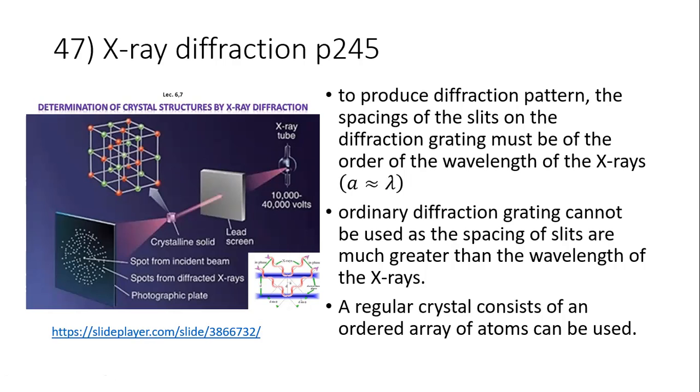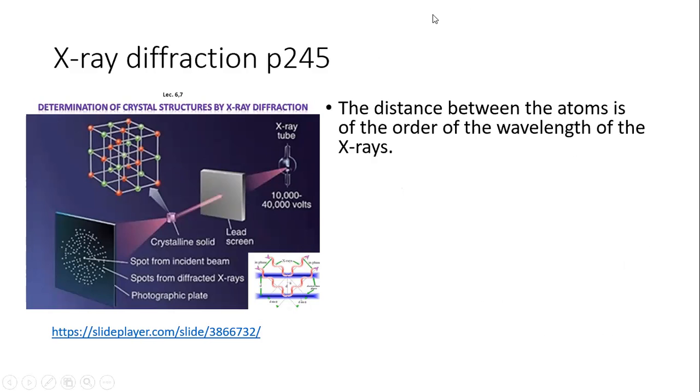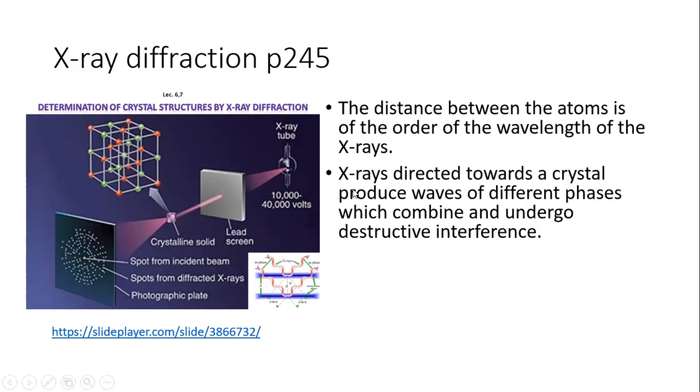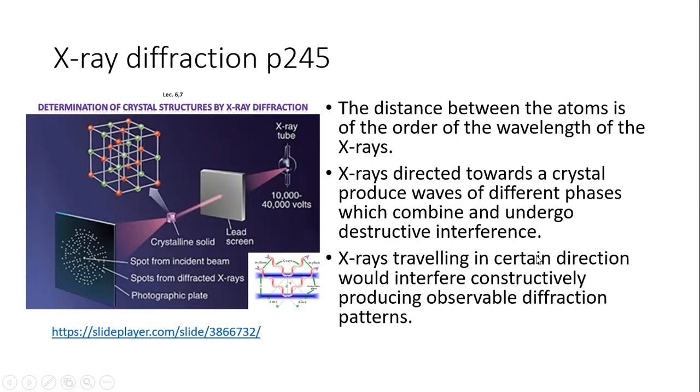A regular crystal consisting of an ordered array of atoms can be used. The distance between the atoms is of the order of the wavelength. So that crystal plane can be used as your diffraction grating. X-rays directed towards a crystal produce waves of different phase which combine and undergo destructive interference. X-rays traveling in certain directions will interfere constructively, producing an observable diffraction pattern.